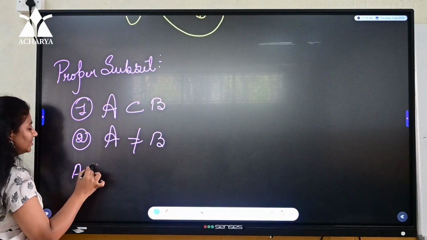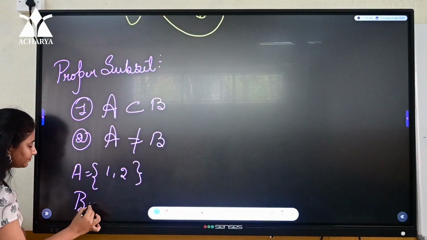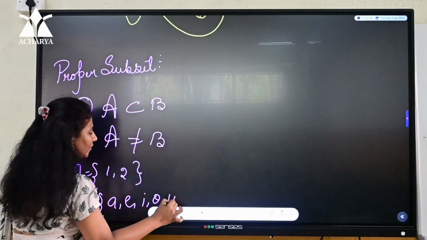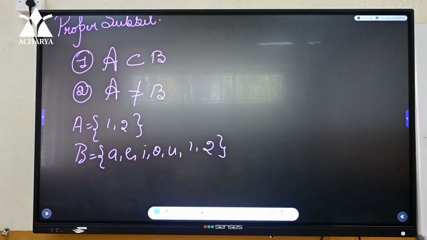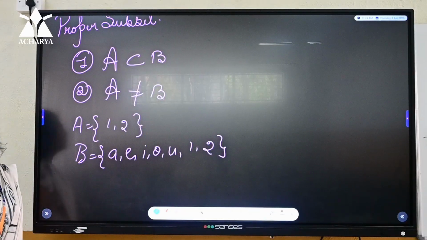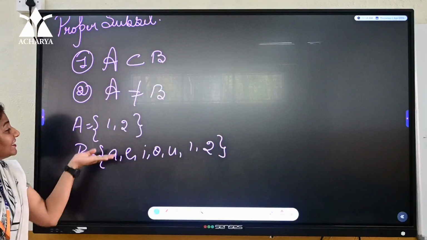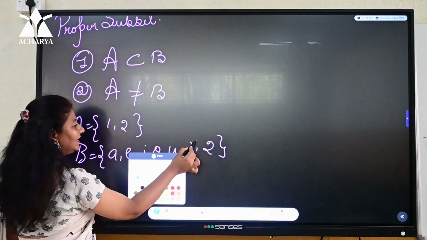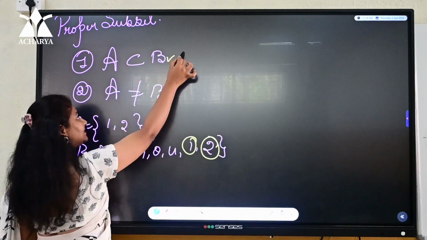So let us take an example for this, as the previous one. Let A be equal to {1, 2} and B be equal to {a, e, i, o, u, 1, 2}. So first condition, what does it say? It should be a subset. Is it a subset? Obviously, the element 1 is there, 2 is also there. So the first condition is satisfied.